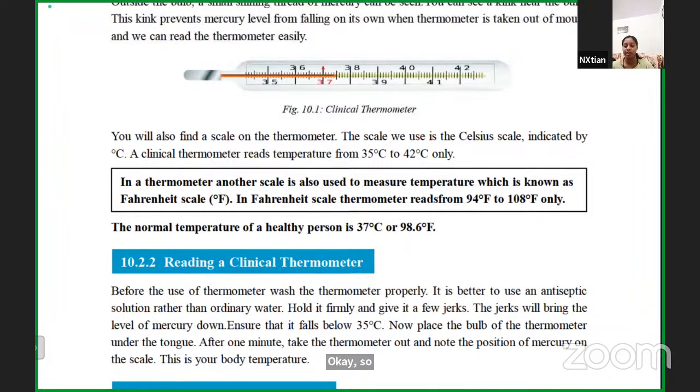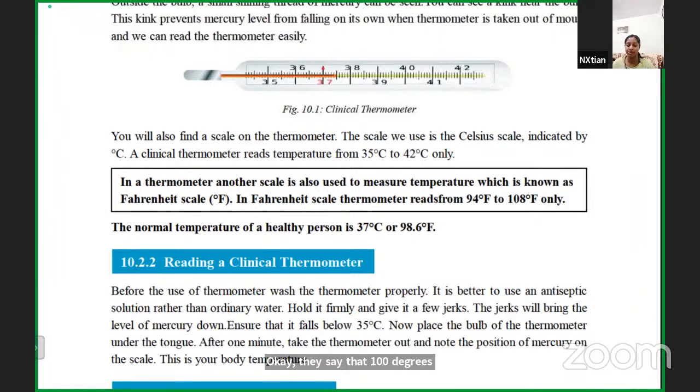Now, the normal temperature of a healthy person is 37 degrees C or 98.6 degrees Fahrenheit. After exceeding 98.6 degrees F, your body temperature will be higher, like the fever will be there. Ever heard "100 degree fever", "100 to 104 degree fever", right? So that is when the 98.6 degrees Fahrenheit temperature is exceeded.